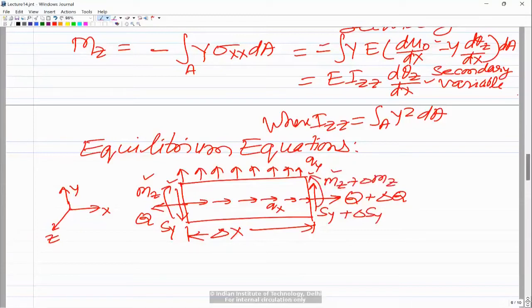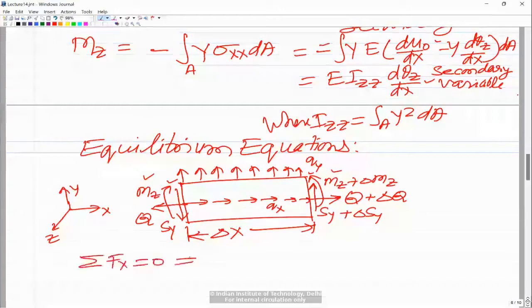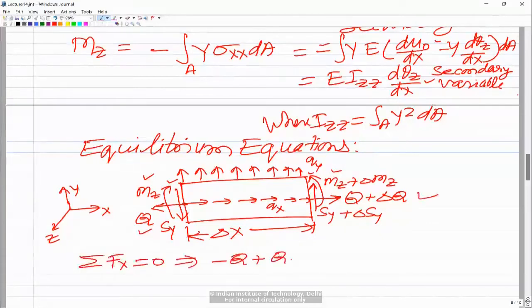Now if you look at the equilibrium equations, one is sum of forces along x direction equal to 0. So if you look at the forces, this is along negative x direction, so minus q. This force is along positive x direction, so we have q plus delta q. Then another force is this qx, that is force per unit length into length, that is delta x, is equal to 0. So then we know the minus q and plus q get cancelled. So we have delta q plus qx into delta x.